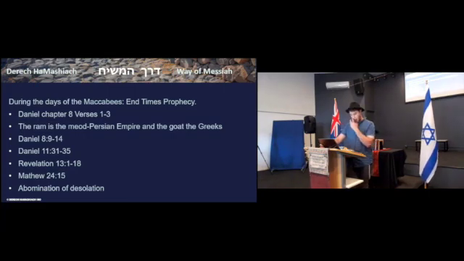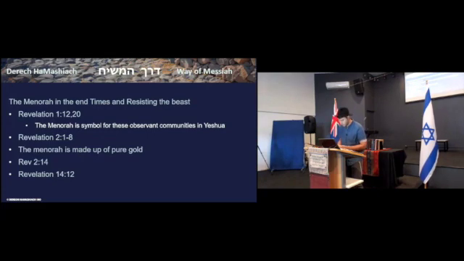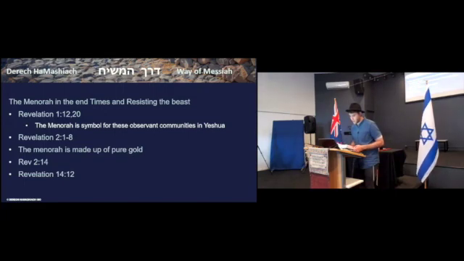Okay, so now we're going to look at, again, the menorah a bit more in depth and how it ties these elements we've looked at together. So now in Revelation 1:12 and 20, we see the menorah mentioned again. We've already done that. We identified that the lampstands or the menorahs were the Messianic communities. So it goes further in Revelation 2. I might have put the wrong verse here. Yeah, Revelation chapter 2 says this.